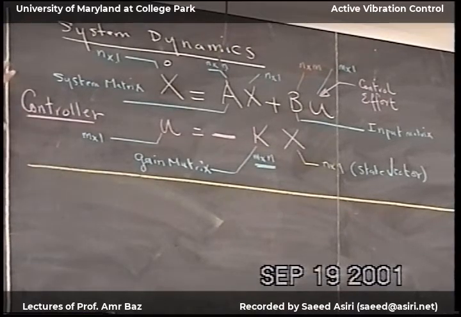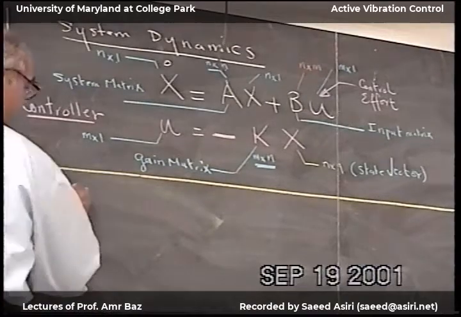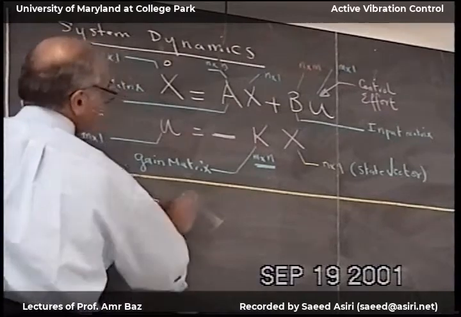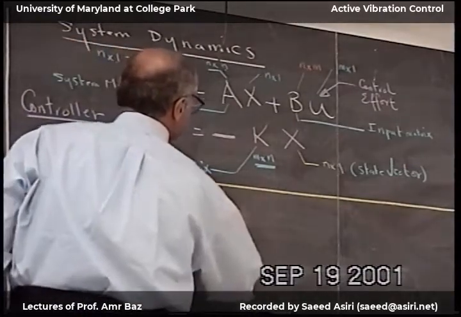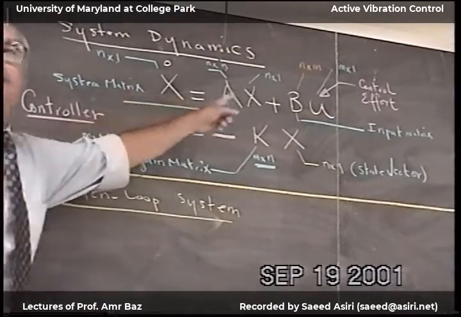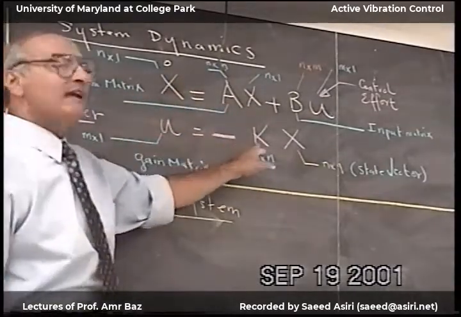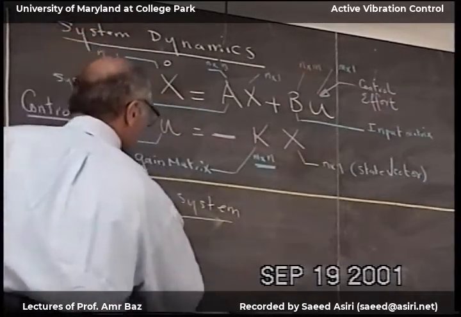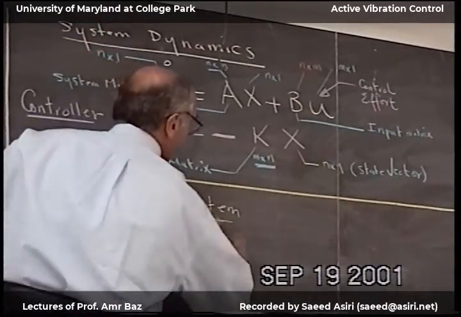Let me write down the combination of these two. First, the open loop system, which means there's no control. So from here, no control means the K is 0. This term will disappear, and the system equation is x dot = Ax.